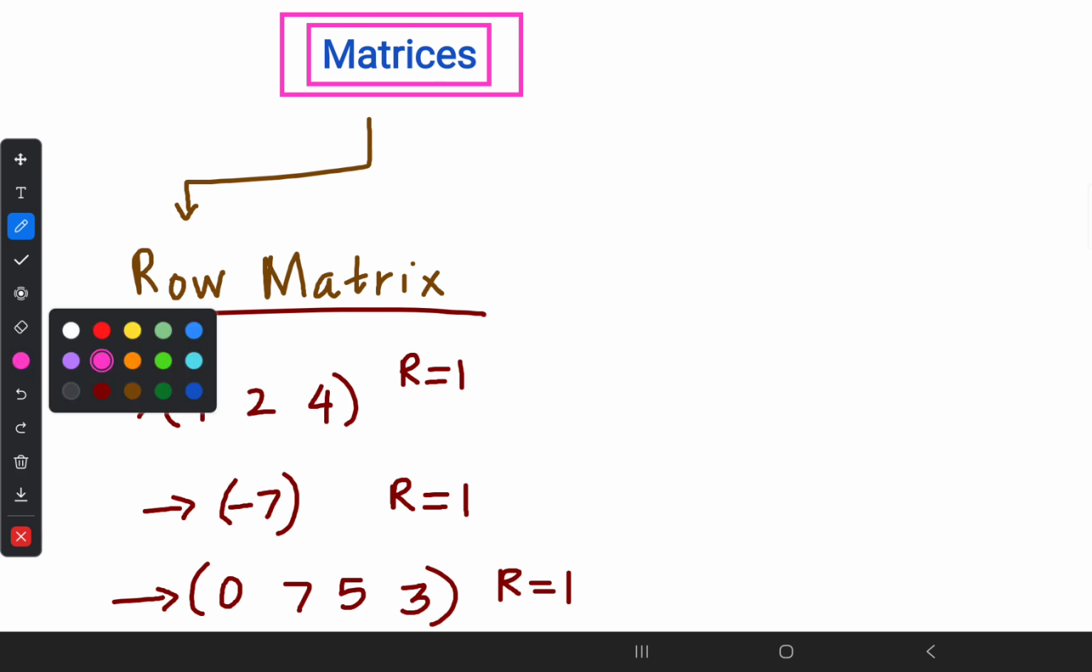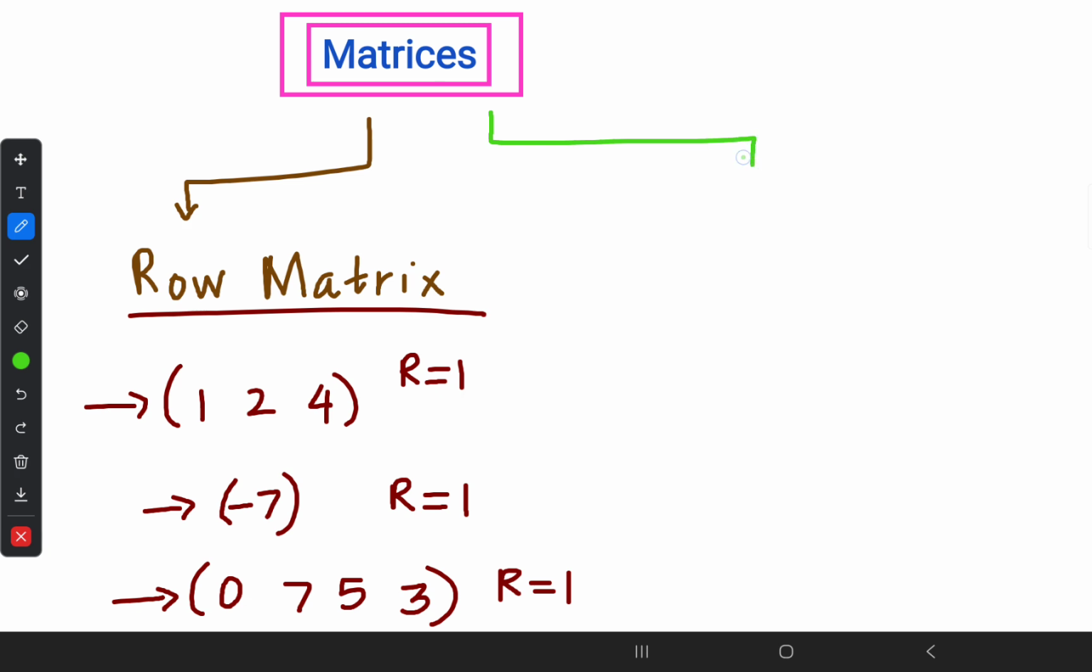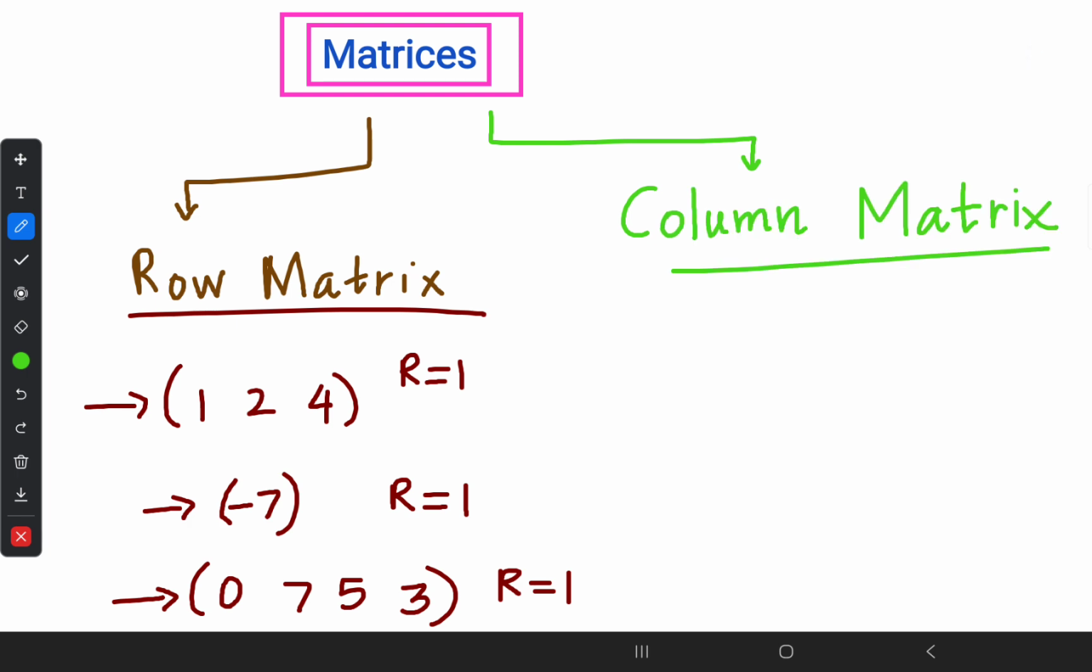Likewise, we have another type, that is the column matrix. Now you can easily understand what is meant by column matrix also. In the column matrix, a matrix should contain only a single column. For example, I'll use 5 and 2. We are just considering the vertical alignment, that means the column. How many columns here? Only a single column. So this is a column matrix.